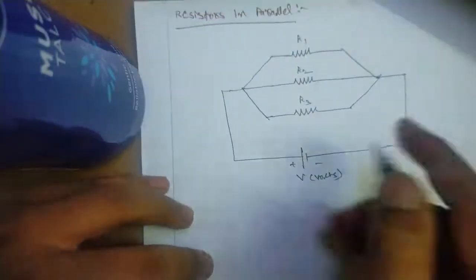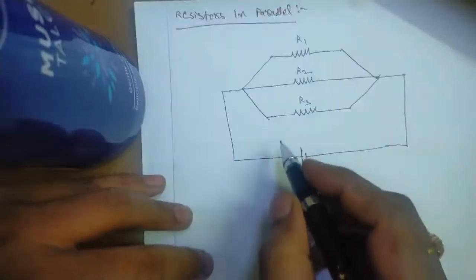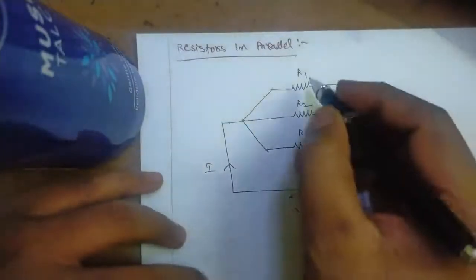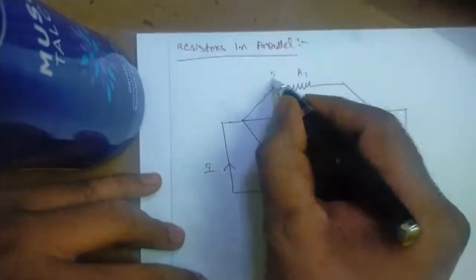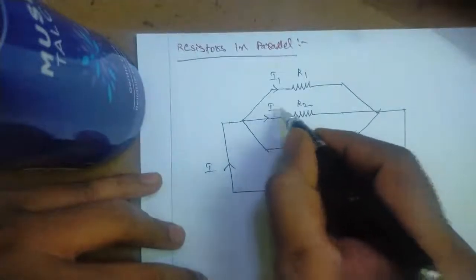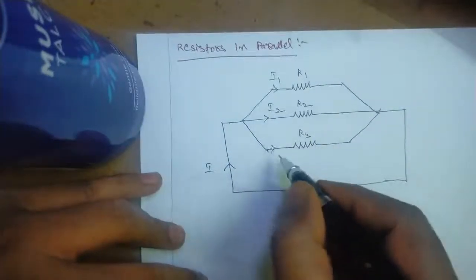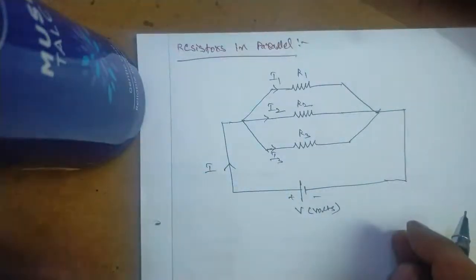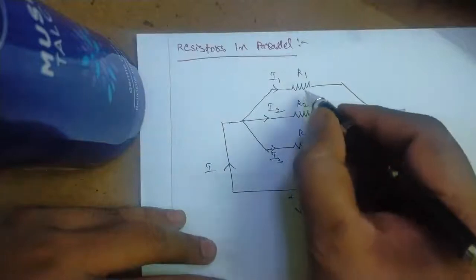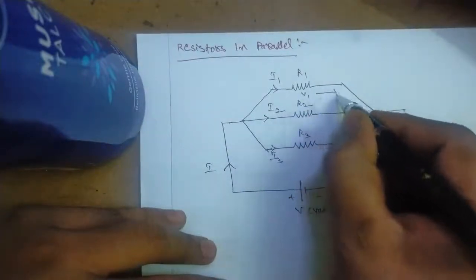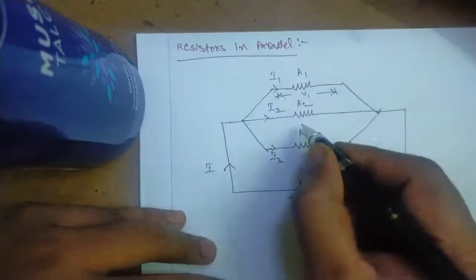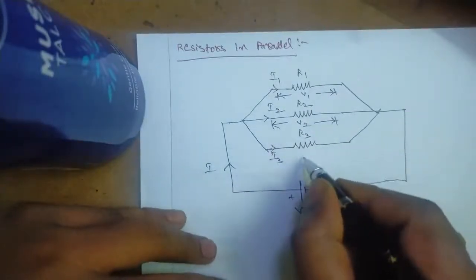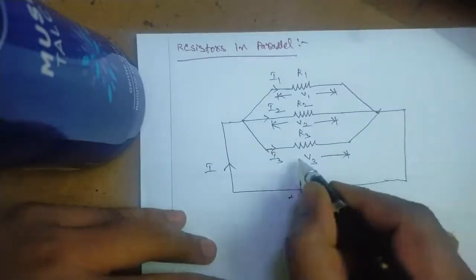Here the total current passing through the circuit, let us take it as I, and the current passing through R1 be I1, let R2 be I2, and the current passing through R3 be I3. Next, we take the voltage across R1, let it be V1, voltage across R2 would be V2, and voltage across R3 be V3.